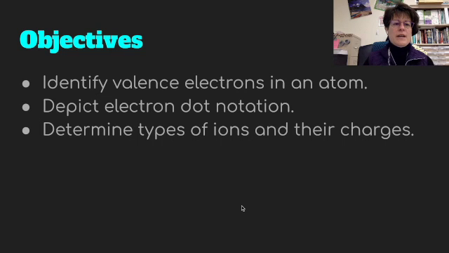So our objectives today were to identify valence electrons in an atom, depict electron dot notation, and determine types of ions and their charges.